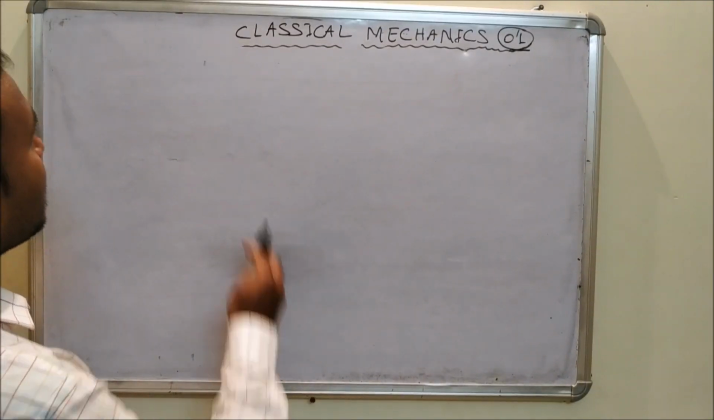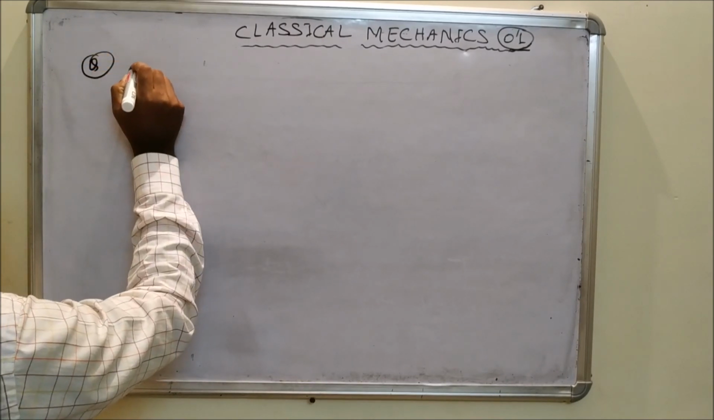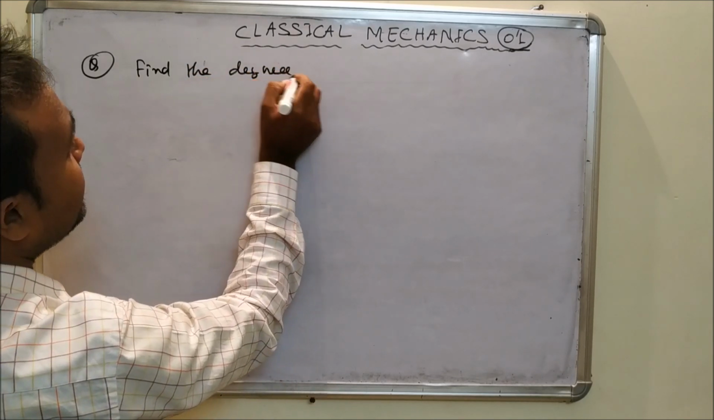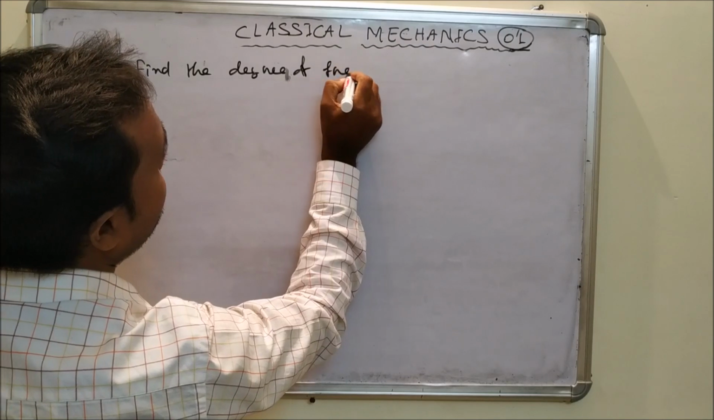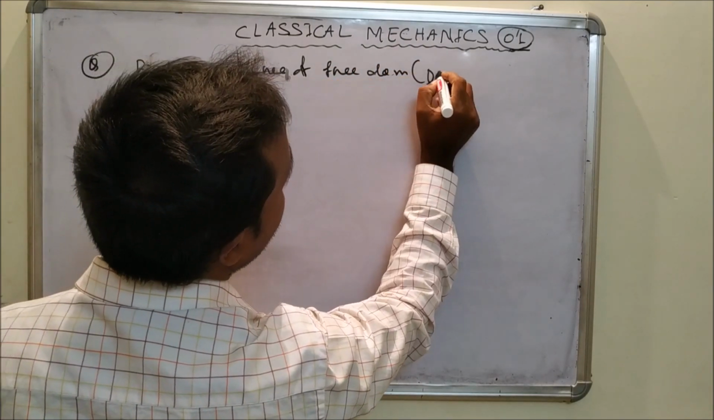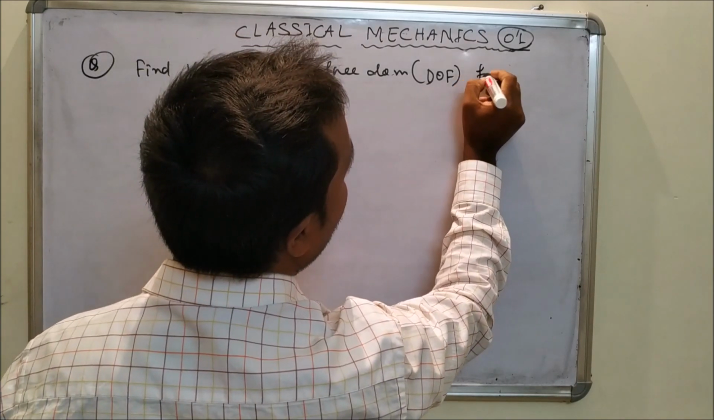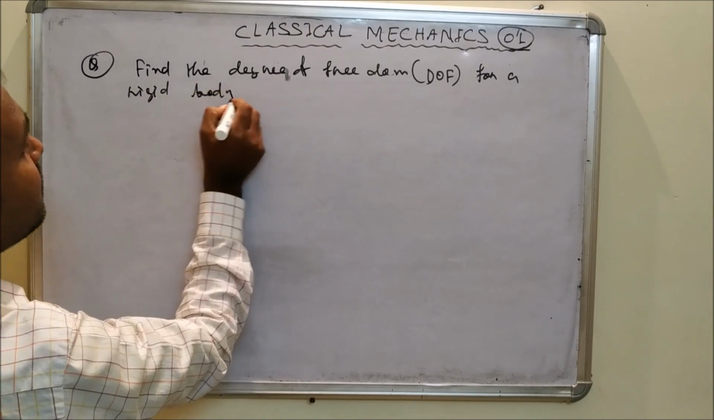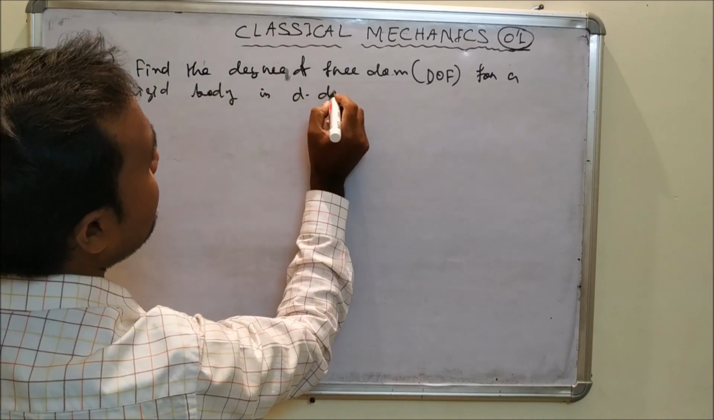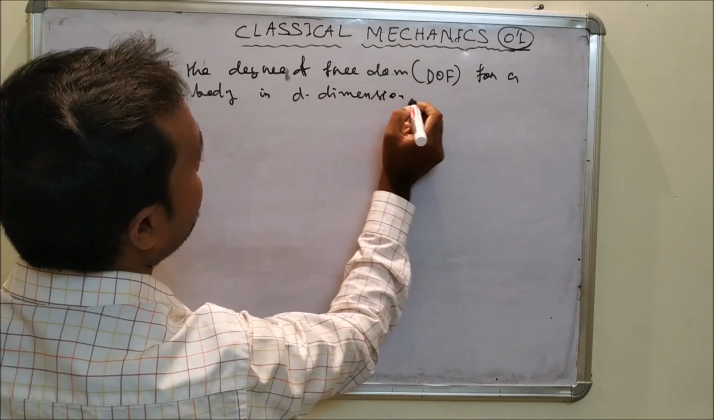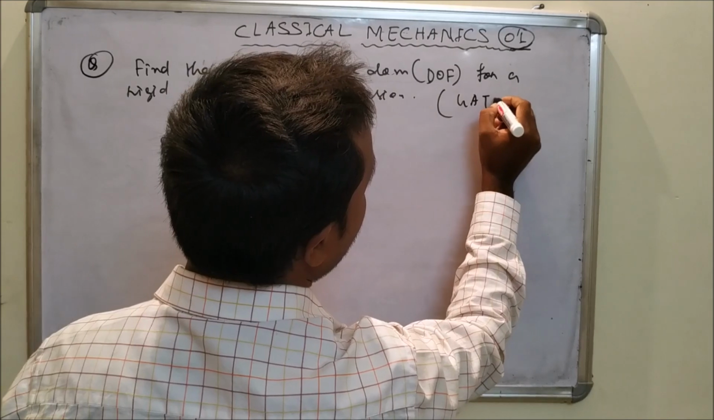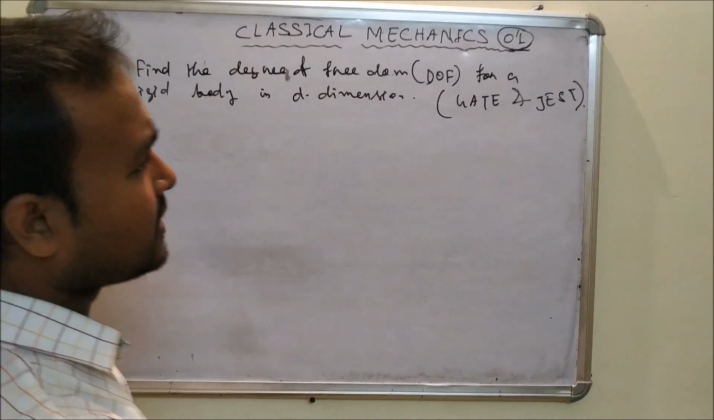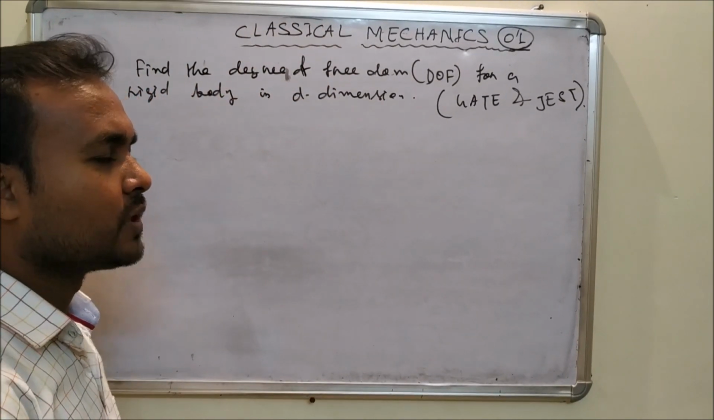It was asked in the GATE examination: find the degree of freedom, DOF, for a rigid body in D dimension. I think this question was asked in GATE, I don't remember exactly the year. So, in D dimension.